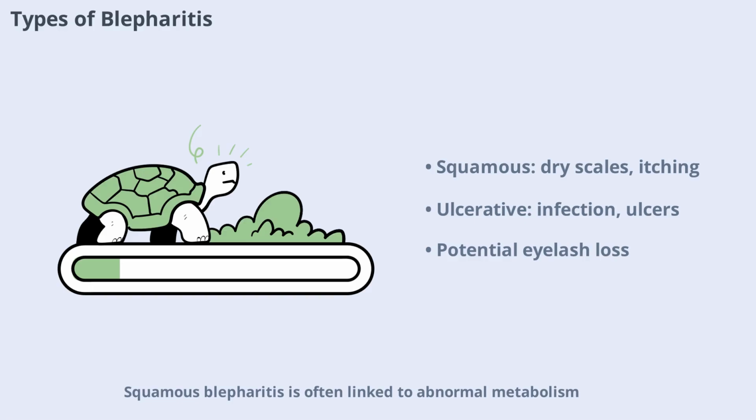Squamous blepharitis is often linked to abnormal metabolism, seborrhea, and dandruff of the scalp. Symptoms include itching, redness, swollen lid margins, and photophobia. Ulcerative blepharitis, on the other hand, is usually caused by infection and is characterized by yellowish, sticky scales, ulceration, bleeding, and sometimes permanent loss of eyelashes. Both types can cause significant discomfort and may lead to more serious eye problems if left untreated.